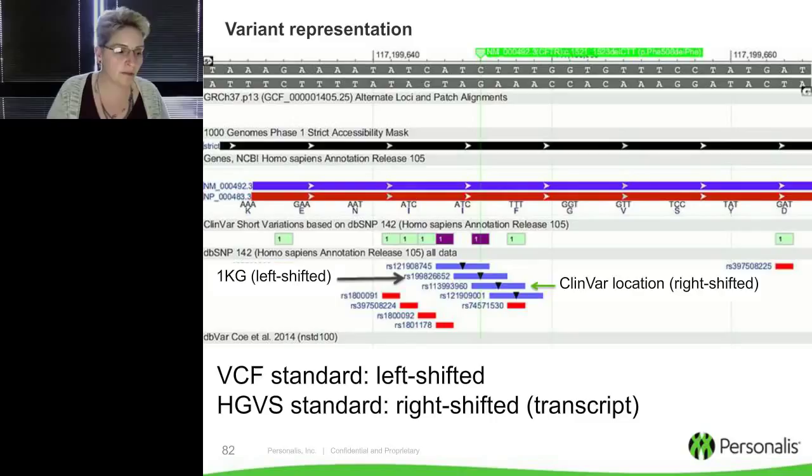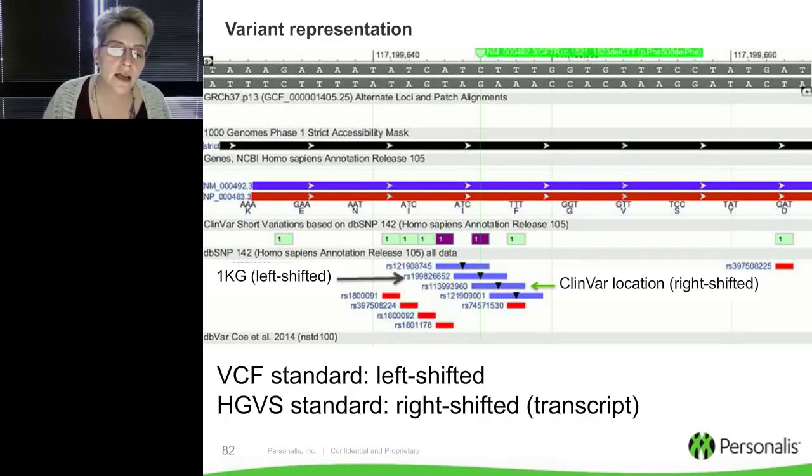And so that standard developed a notion where if you had an insertion-deletion variant, you would shift it as far to the right as possible with respect to the transcript. Whereas the VCF standard has developed to be left shifted with respect to the genome.